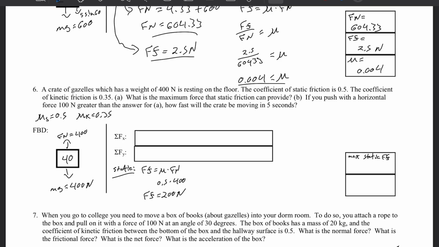The question goes on to say, if you push with a horizontal force 100 newtons greater than the answer for A, so to the right, we're going to push with 300. If we push with 300, we've certainly overcome the static friction at 200, because we're pushing with greater than 200. So now that we've overcome static, we have to calculate kinetic. Kinetic friction is coefficient times normal force, 0.35 times 400. I put this into a calculator and I got 140 newtons.